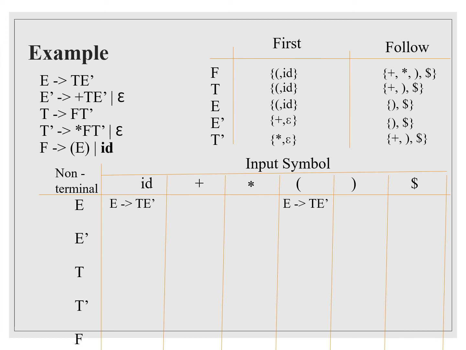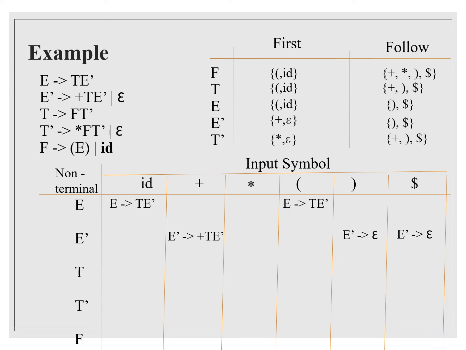So let us place E dash derives epsilon in the closing bracket as well as in the dollar. And the first alternative, E dash derives plus T dash, only in the plus entry because the first of right hand side is only plus. The other one includes epsilon also, hence we have to place that epsilon entry in the follow of left hand side. Follow of left hand side means follow of E dash. Now let us consider T derives F T dash, where we have to place the first of F. What is first of F?